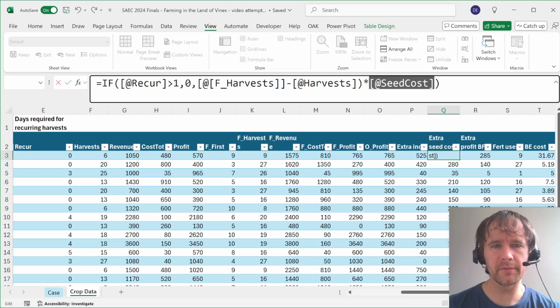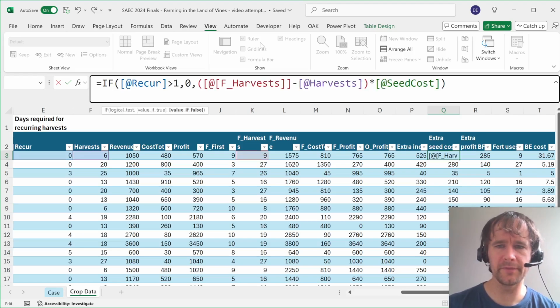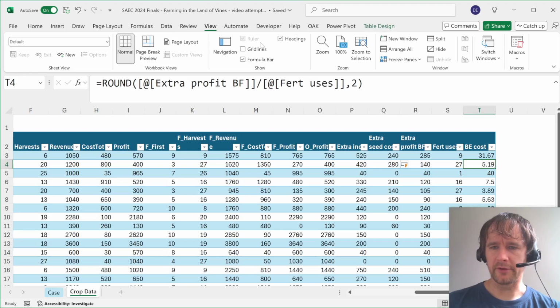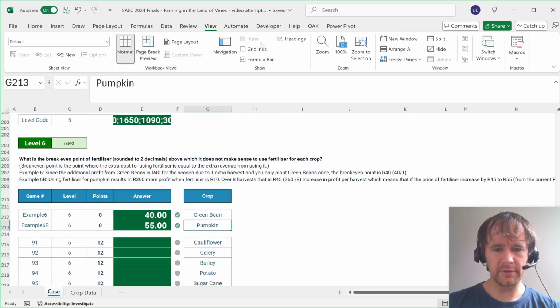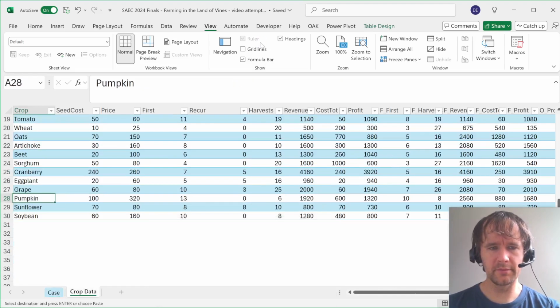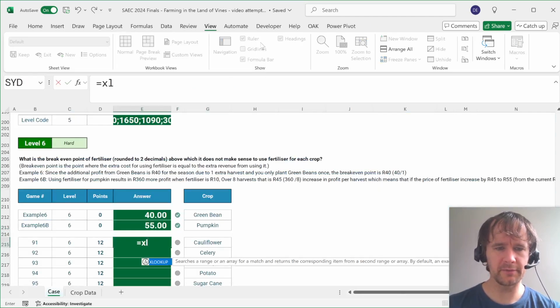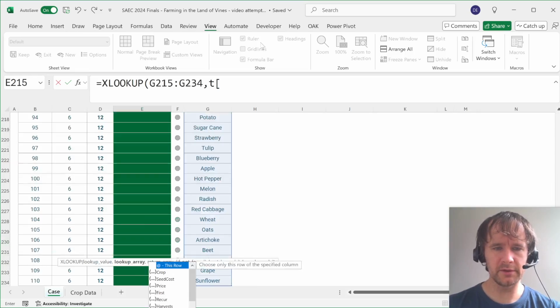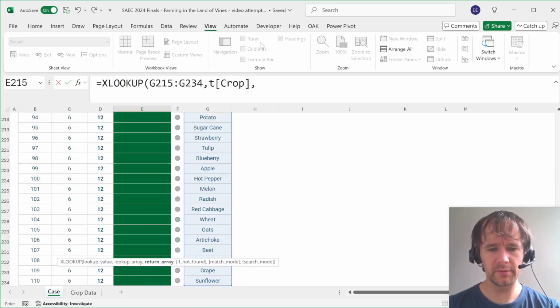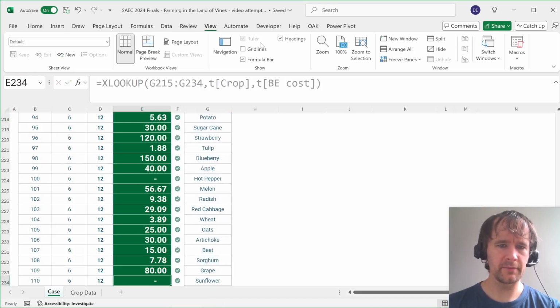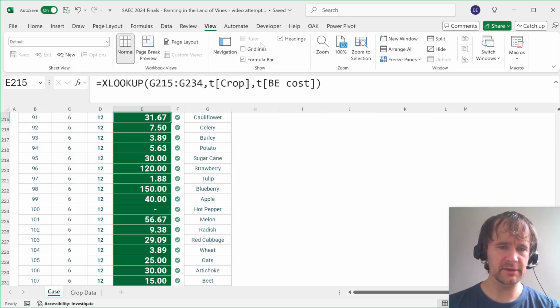What have I done wrong? Oh, sorry, I'm missing an opening bracket here. Okay, so then we get the 40 for green beans, good. And then pumpkins, 55, yes. All right, so I think that's working. Then we XLOOKUP this in T crop, returning from T, what do I call it, break even? Break even cost, yes. Okay, good. And there are a couple where it just doesn't make sense to use it at all.